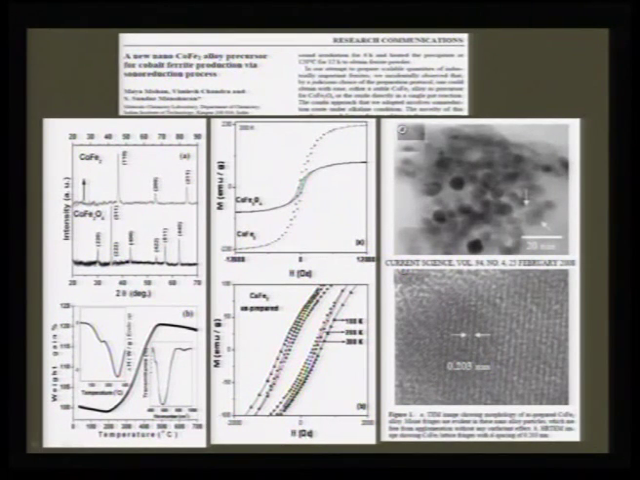This is an alloy where if you take starting materials like cobalt and iron, you can end up, in a sonochemical process, with an alloy which is stable even at room temperature, and on oxidation gives a cobalt ferrite.